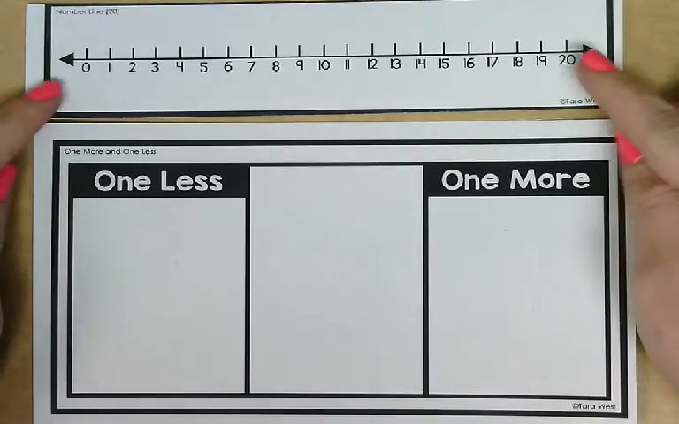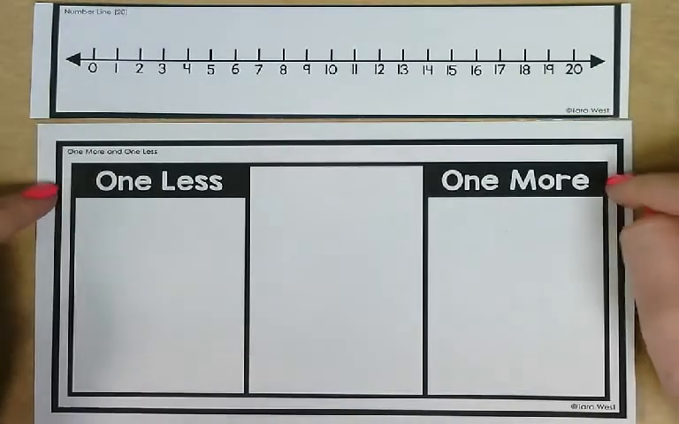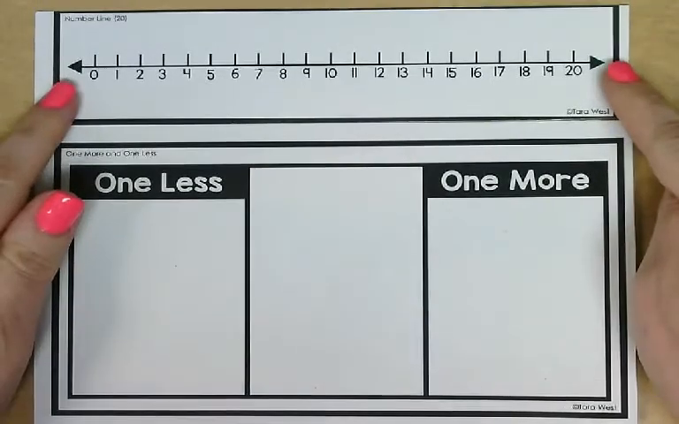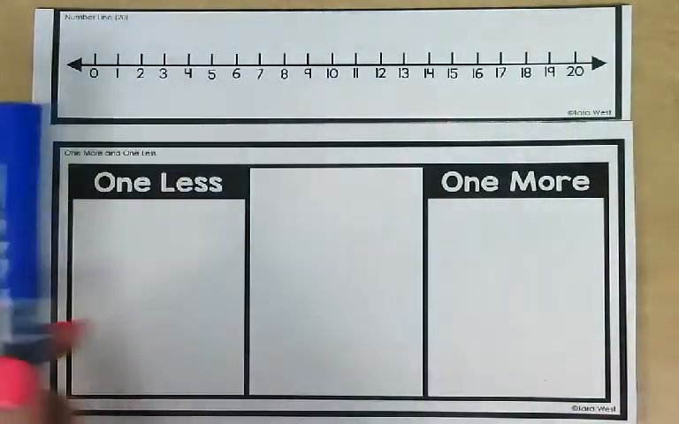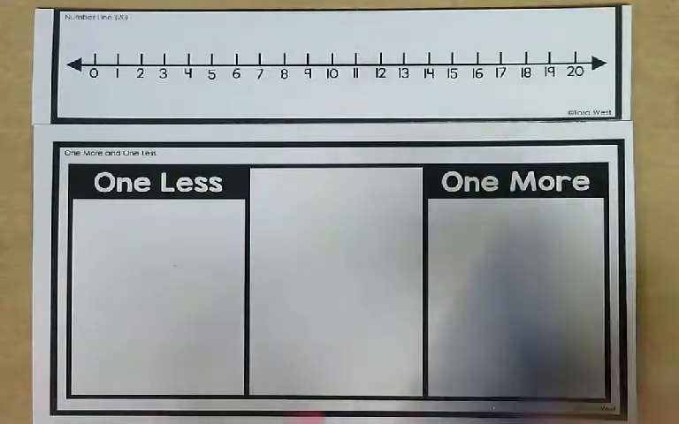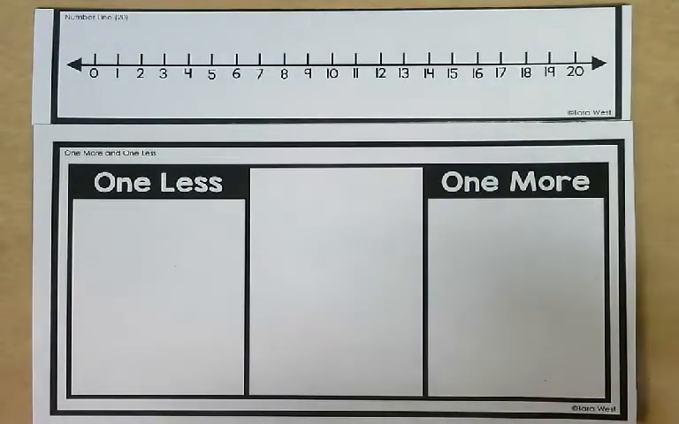I want you to get out your math toolkit and get both of these things. Your 1 more, 1 less mat and your number line to 20. You're also going to need a dry erase marker and something to erase with. If you need to pause the video and go get that, that's fine, and then come right back.